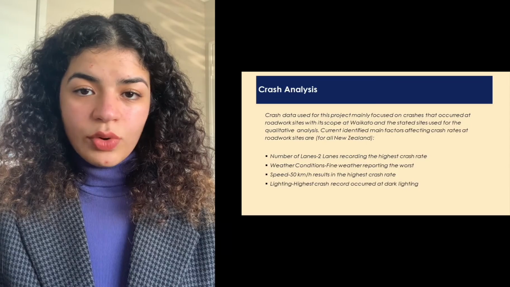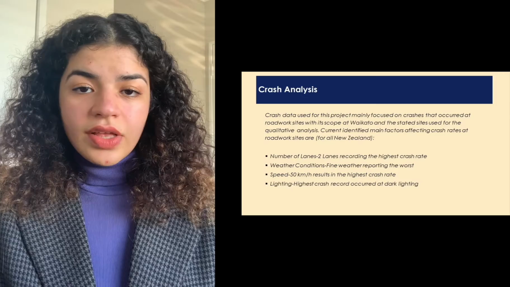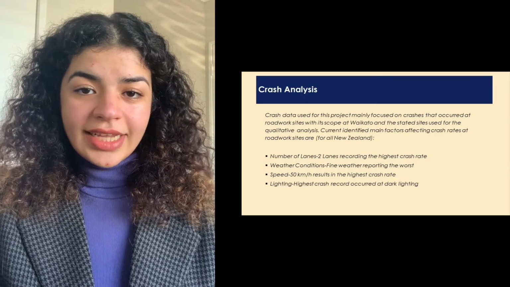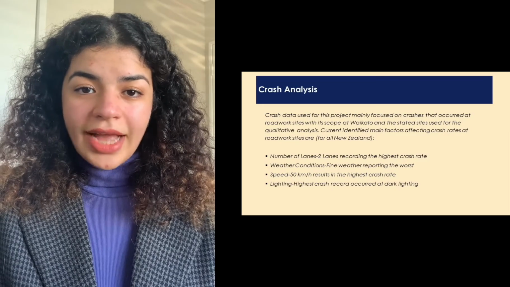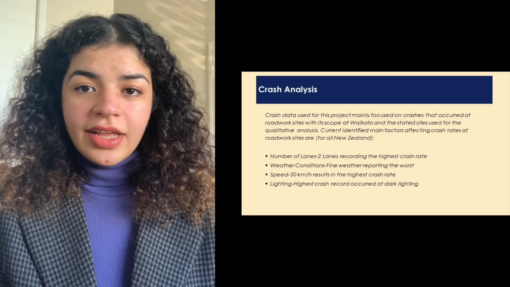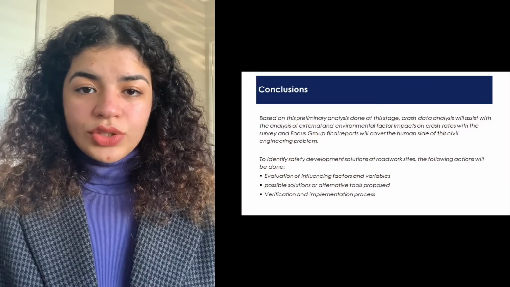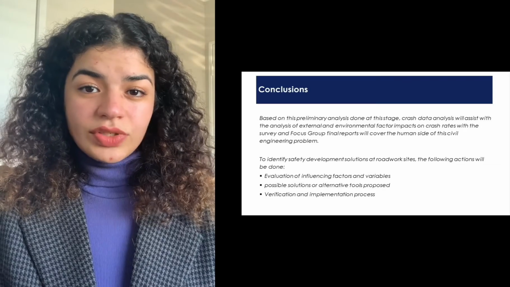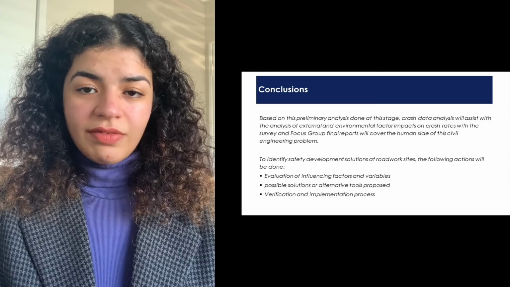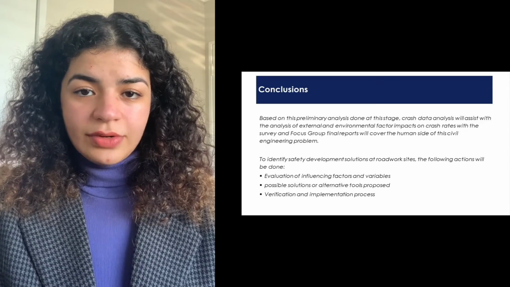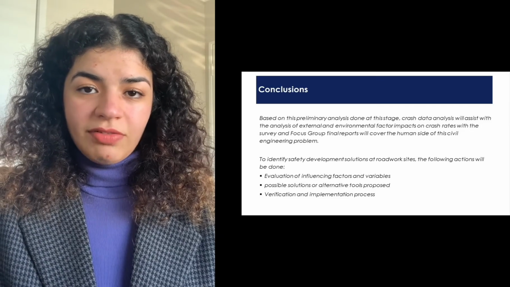Following the qualitative portion, the crash analysis identified that the number of lanes at the site, speed limit, weather condition, and lighting are the key external and environmental factors that impact crash rates, highlighting that they also need to be considered in the solution proposed. Overall, the analysis shown here is at its initial stages. Further investigation of the data collected will be done to finalize the key influencing variables and factors affecting safety at roadwork sites. This is investigating both the human aspect as well as the environmental and external factors.